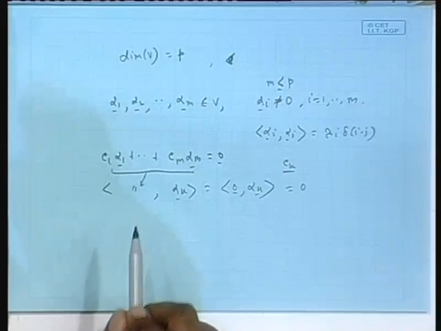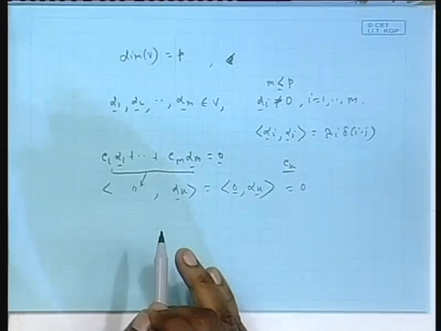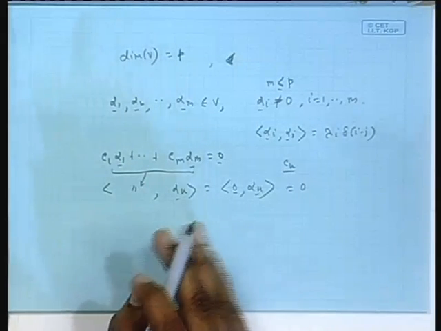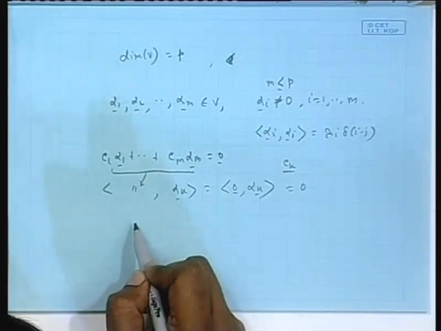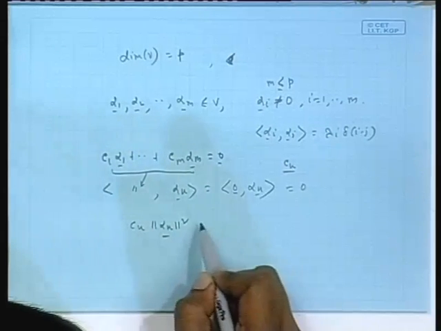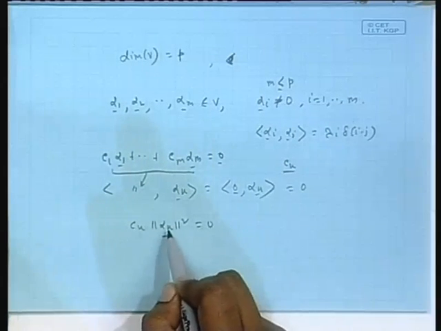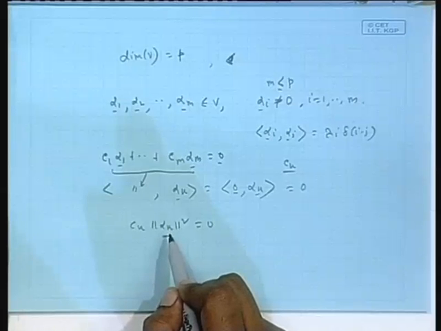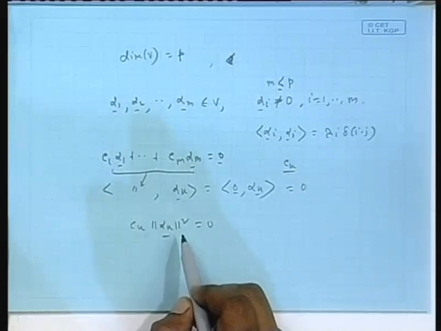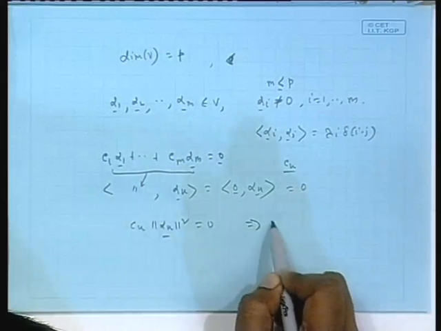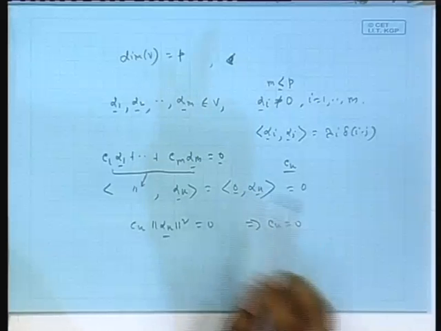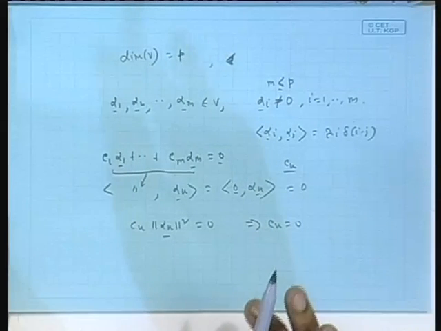So, the inner product with itself, the norm square, is non-zero, positive real. So, only that survives, other inner products become 0. So, what happens from the left? C k norm alpha k square equal to scalar 0, and this is positive because no alpha is 0. This has to be real and positive, which means C k is 0. So, this is a proof that all the coefficients have to be 0. So, it is a linearly independent set.